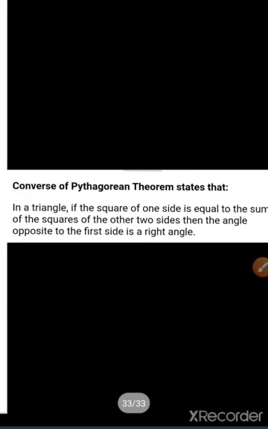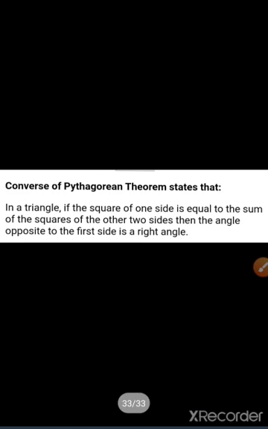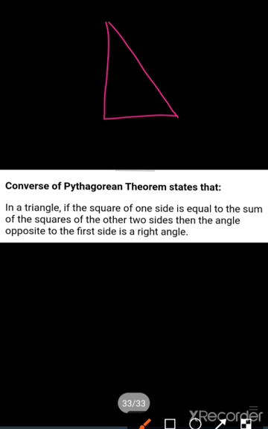That was the proof of Pythagoras theorem. And then the converse of Pythagoras theorem. The statement is, in a triangle, if the square of one side is equal to the sum of the squares of the other two sides, then the angle opposite to the first side is a right angle. This is the converse of Pythagoras theorem. The proof of this theorem is deleted from the syllabus. I am just explaining the statement. In a triangle, if the square of this side is equal to the sum of the squares of these two sides, then the angle opposite to this first side is a right angle. So this angle will be the right angle.